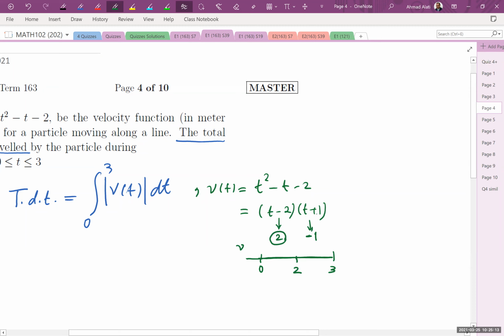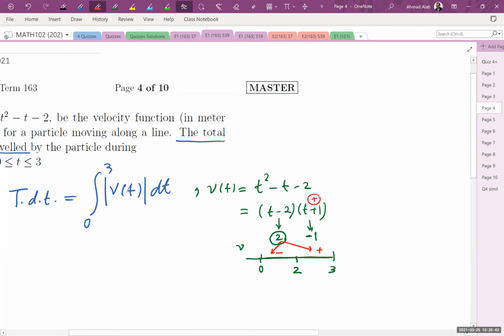Now t plus 1 will always be positive. Don't worry about it. Why is it always positive? Because we are between 0 and 3. Now what will be different is t minus 2, negative or positive. Here it is positive and here negative. If t is greater than 2, t minus 2 is positive, and less than 2 it is negative.